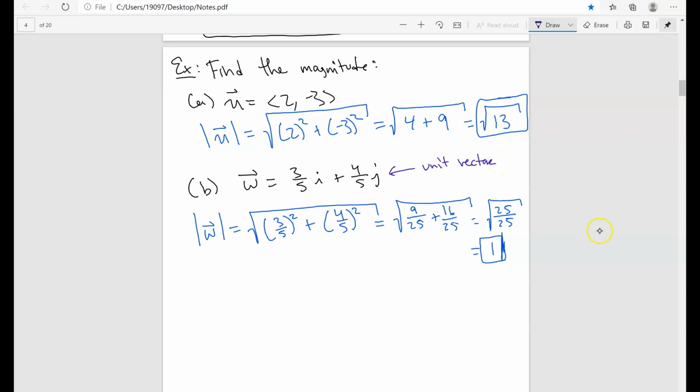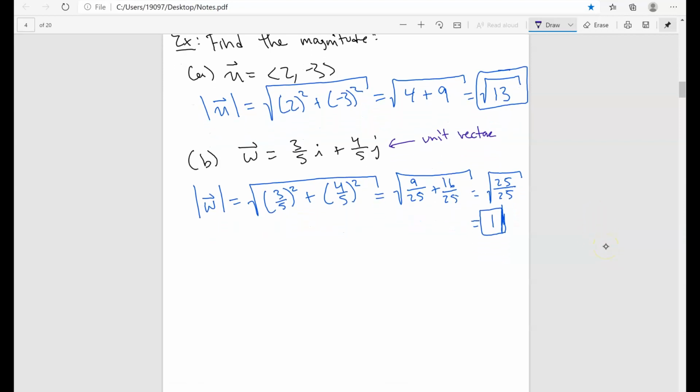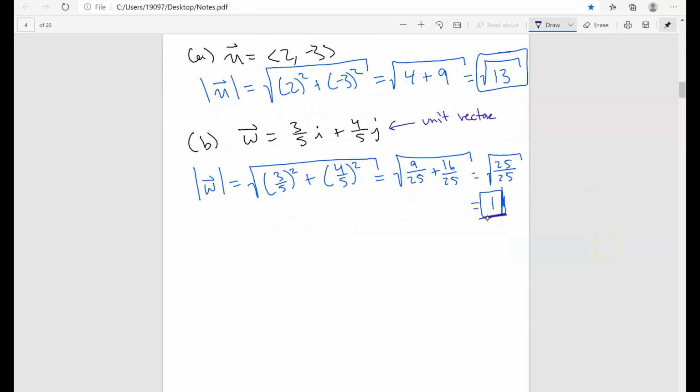And that's what we're going to start off with in the next one. Basically, a unit vector is a vector that has size 1. So we'll talk about that in the next video.